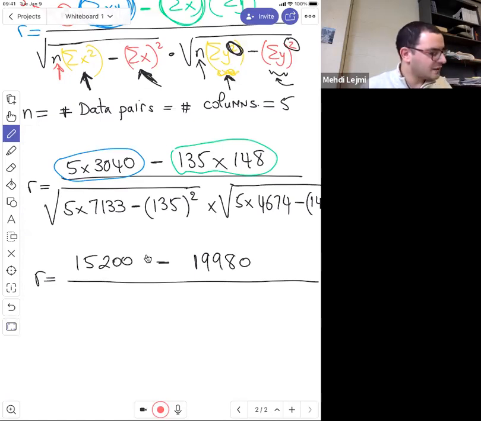All right. Now, let's see what happens in the denominator. So we have, again, this square root.